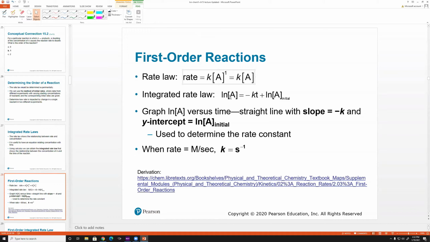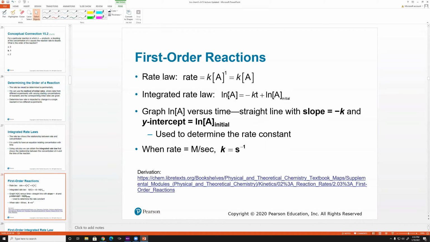The integrated rate law, how do we figure that out? We integrate this. I'm not going to go over the derivation, but here's a link to it. You integrate that, and then you try to make it linear, kind of like y equals mx plus b. You can calculate that the natural log of A equals negative kt plus the natural log of the initial concentration of A, where negative k is the slope of the resulting graph. Again, we don't need to memorize this, but it is the first order integrated rate law.